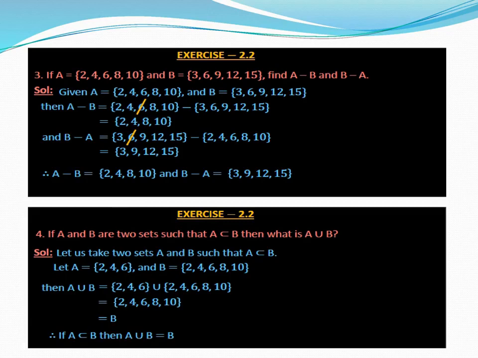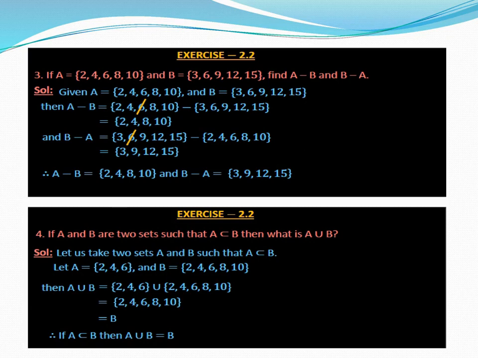Now we will go to solve the fourth problem. If A and B are two sets such that A is a subset of B, then what is A union B? Let us take two sets A and B such that A is a subset of B. A is a subset of B means the elements in A are also in B, and B has more elements. So let A equal 2, 4, 6 and B equal 2, 4, 6, 8, 10.